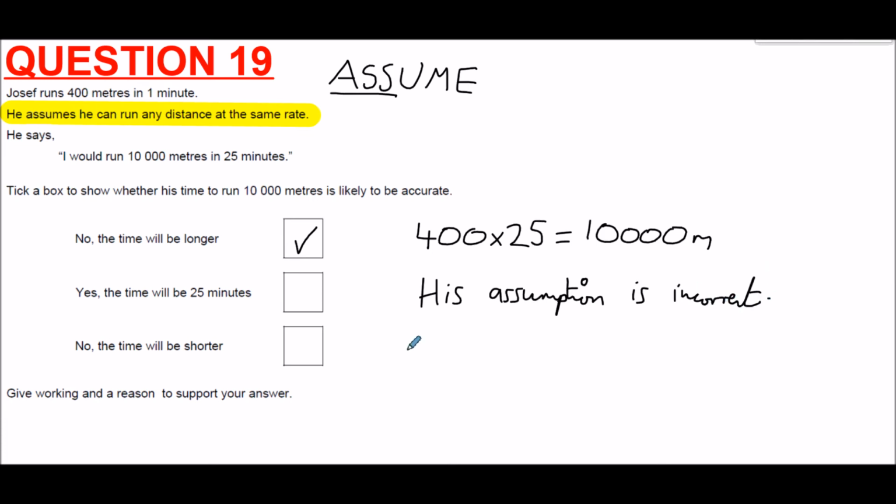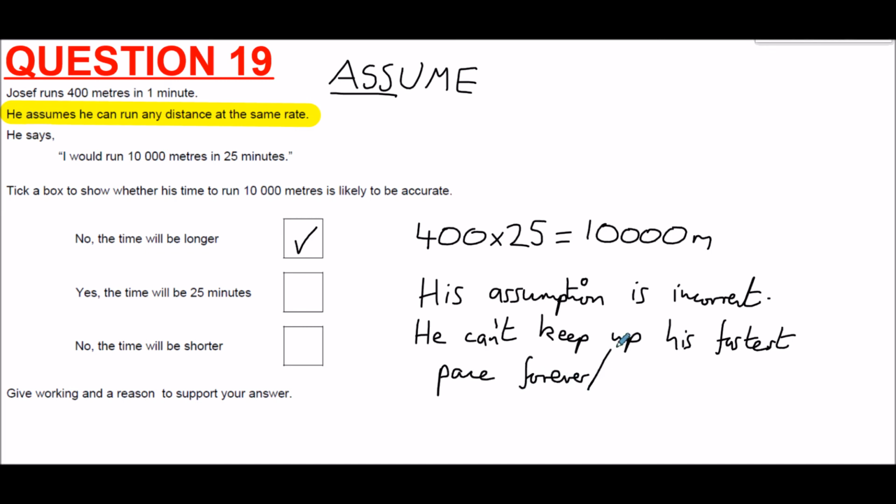So something then following along the lines of he'll get tired and need to slow down. So he can't keep up his fastest pace forever, or he'd get tired. Just something along those lines.